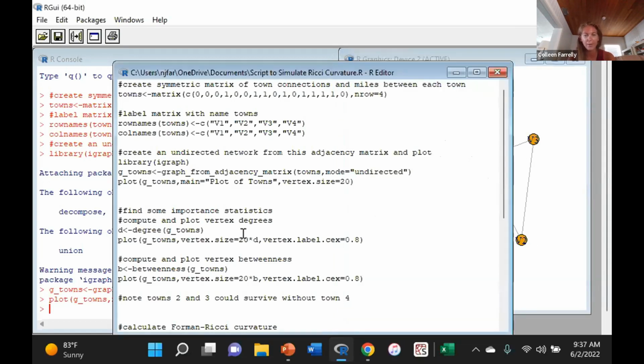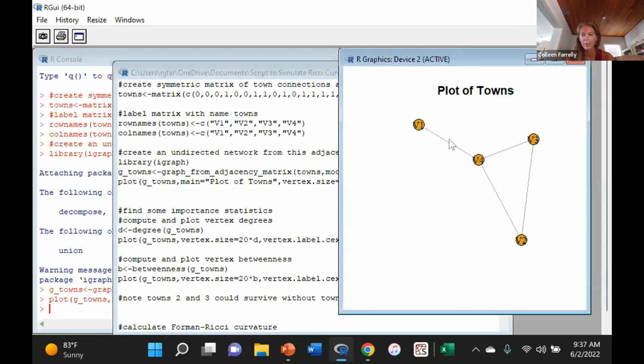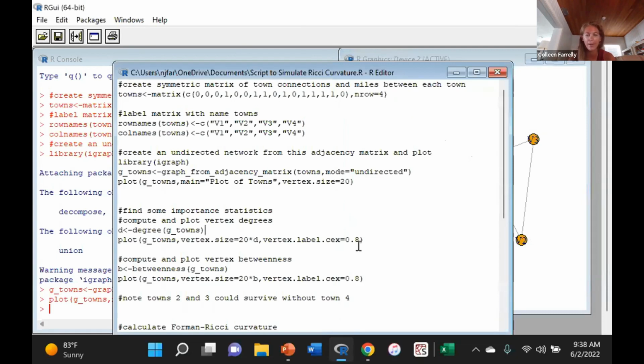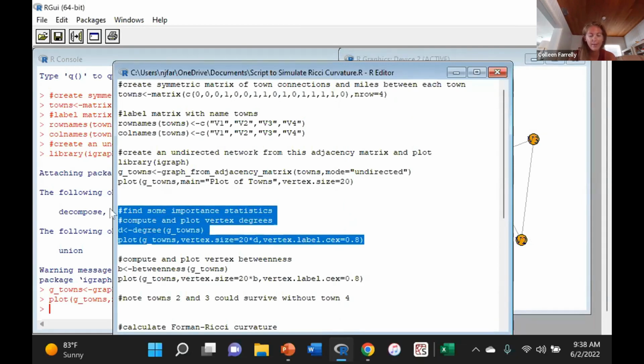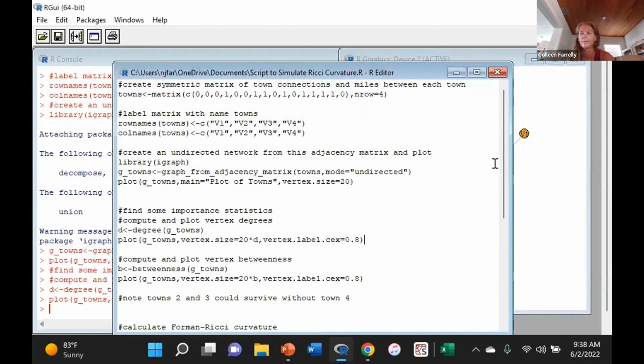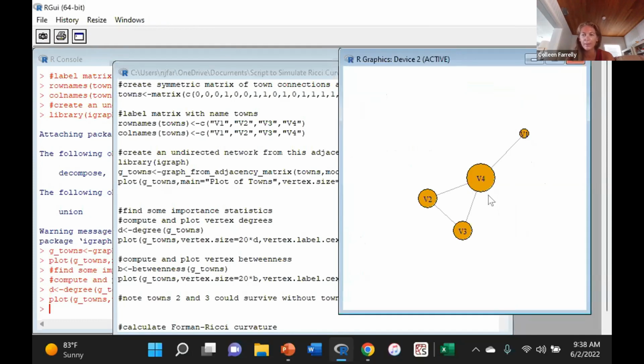So we can look at degree, which degree centrality is looking at how many connections each vertex has. So this one doesn't have very many. This one tends to have a lot. And we'll look at that now. So as we can see, we have more connections from this more central vertex than we do from the ones on the periphery.